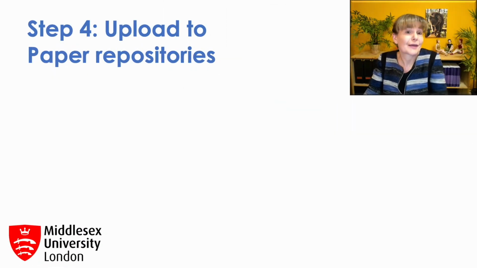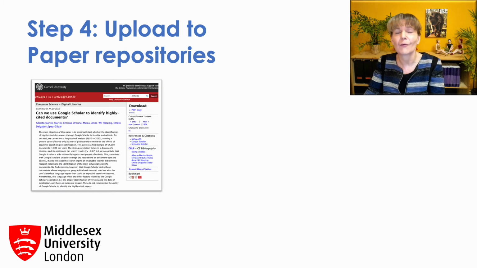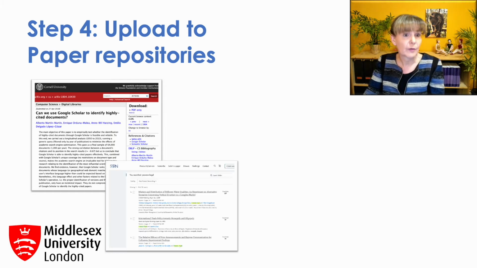So here are a few examples of public repositories. First, arXiv, where one of my co-authors in computer science regularly adds their papers. Second, SSRN, where many of our economist colleagues at Middlesex publish their papers. Here are a few papers by Praveen Kujal, the head of our economics department.